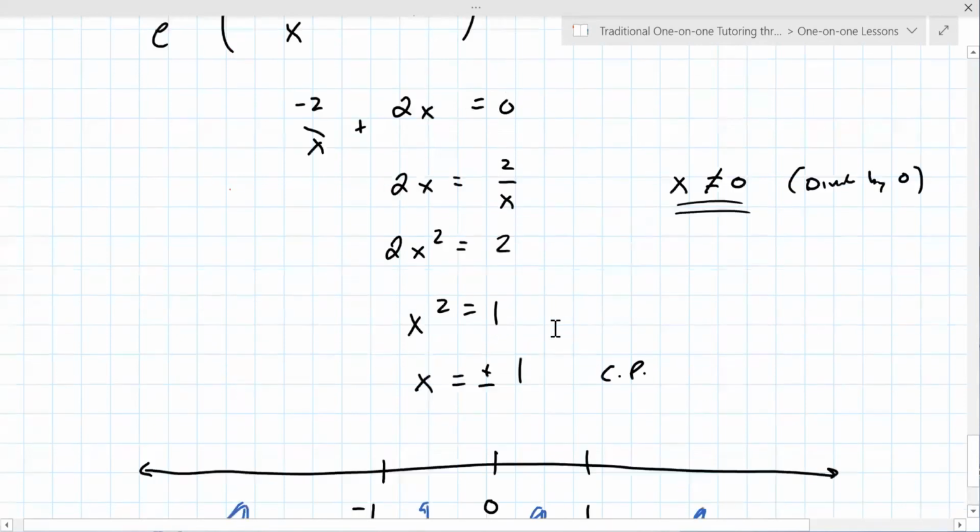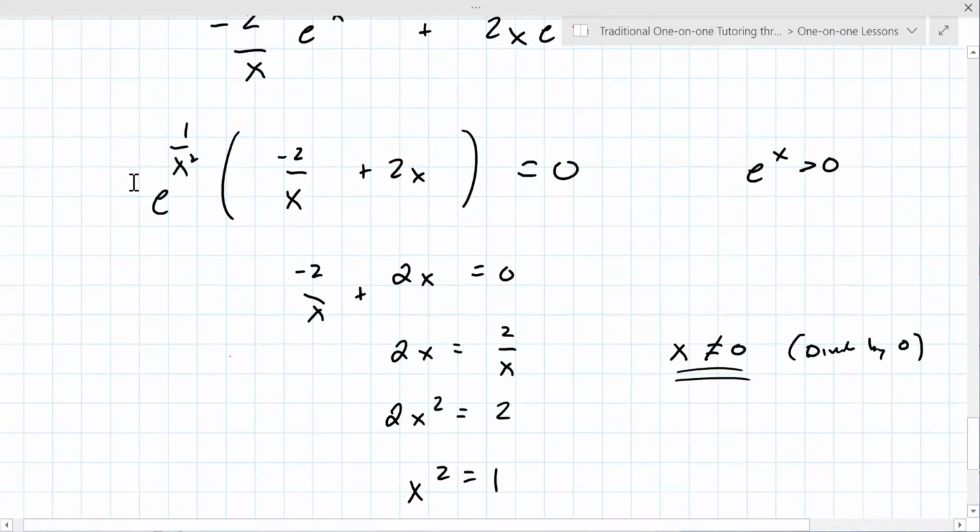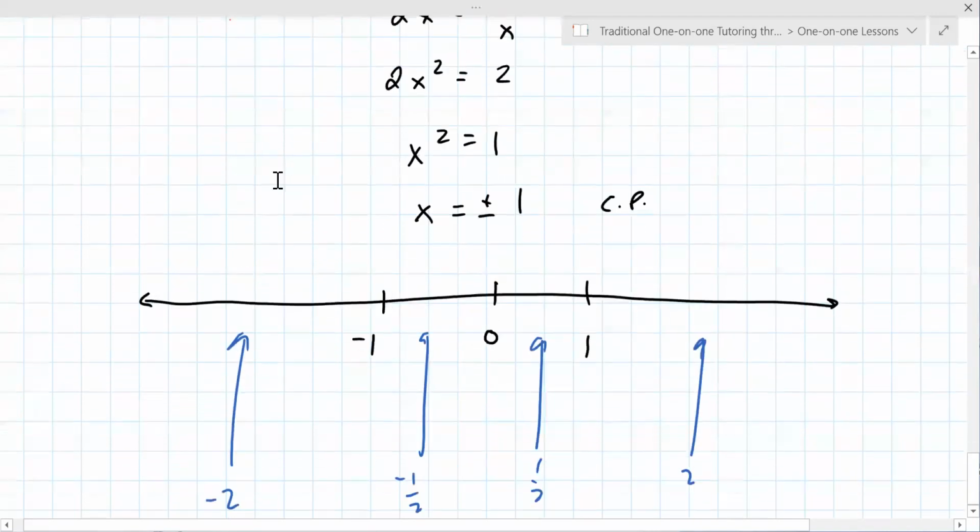So let's try 2. We go back to here. This first one's always positive. So what's going on inside here? -2 over 2 is -1, plus 2 times 2 is 4. This is positive. So it's a positive times a positive. So positive. Positive, yeah.